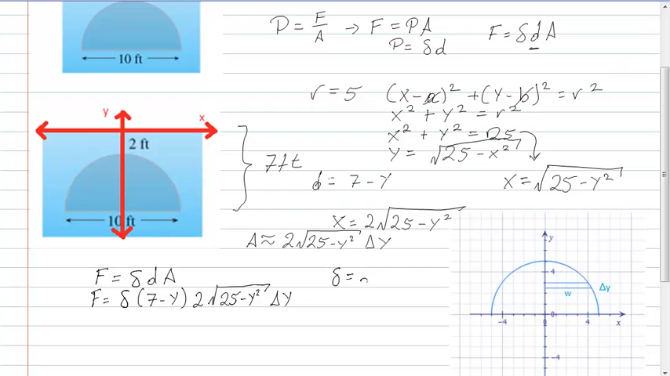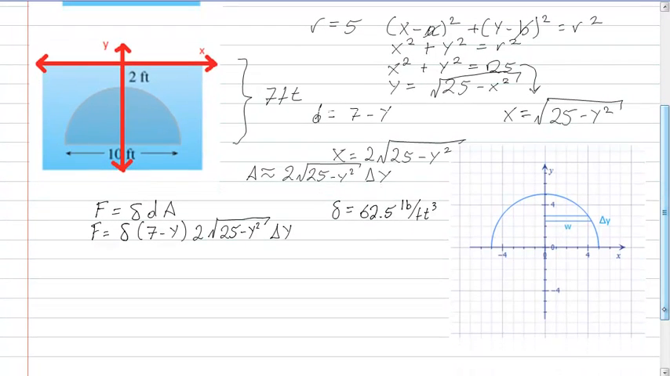We were given delta as 62.5 pounds per cubic foot. To approximate the force acting on the entire area, we must sum all the small sections. For that reason, we apply the Riemann sum of the n parts, giving us the sum of delta times (7 minus y) times 2 times the square root of 25 minus y squared times delta y. However, this is just an approximation.